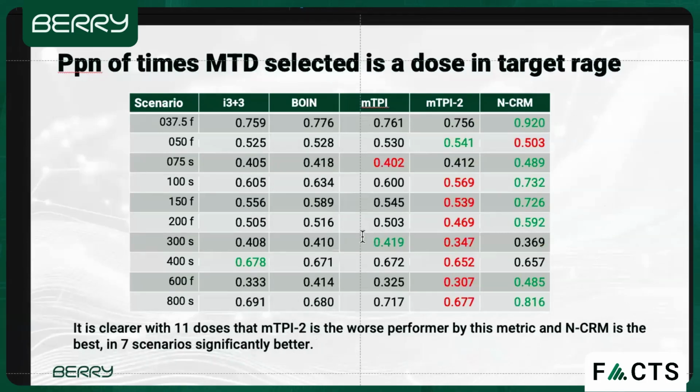The selection of MTD again favors the NCRM, and it's now better in 7 scenarios. It is now significantly better than the others. And there's one where it's the worst, and there's a couple where either MTPI or I3+3 do better, but not by a lot. MTPI2, interestingly, is now almost universally the worst, or certainly on a lot of the scenarios, except one where it's the best.